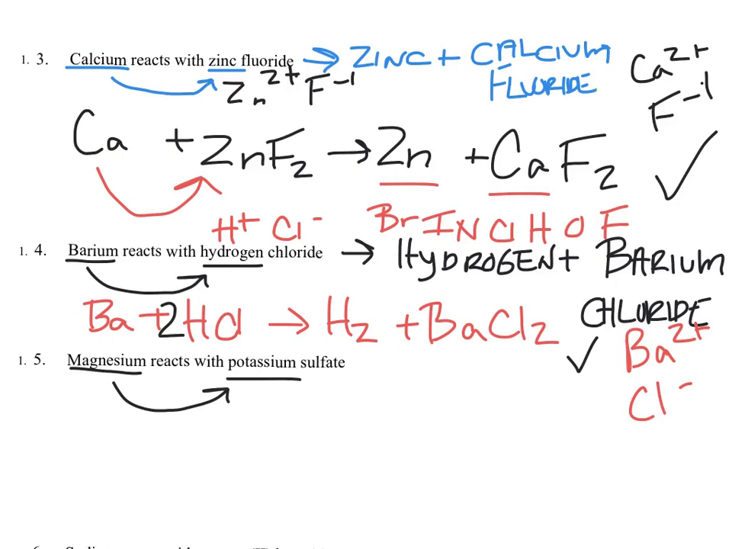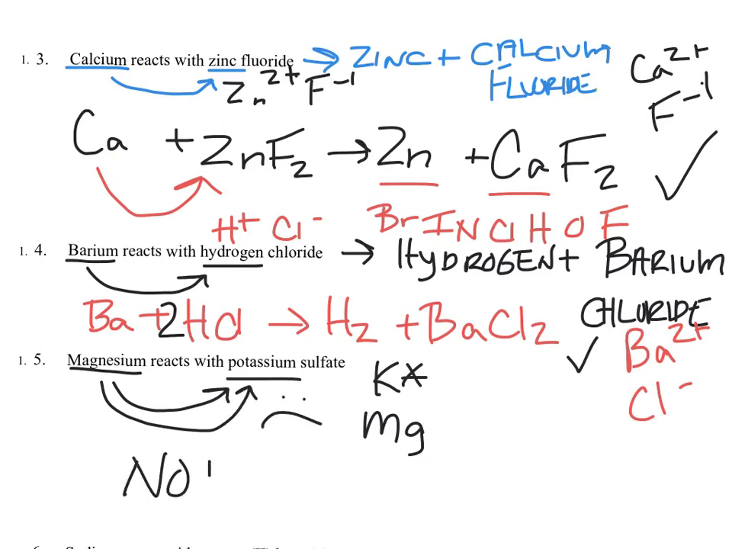Taking a look at number 5 here, magnesium reacts with potassium sulfate. So it's magnesium versus potassium. If you look, though, on the activity series, potassium's higher up than magnesium, so potassium is stronger. So can magnesium come and kick out potassium? No, he cannot. So therefore, there is no reaction. We can't do anything. If you mix those two together, nothing would happen.